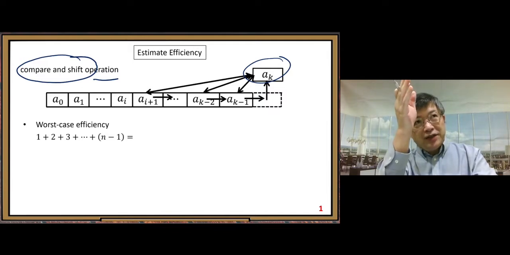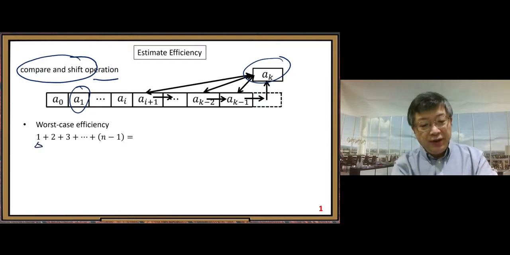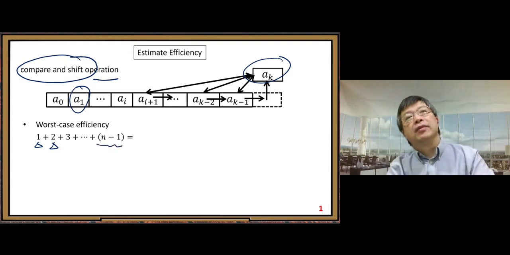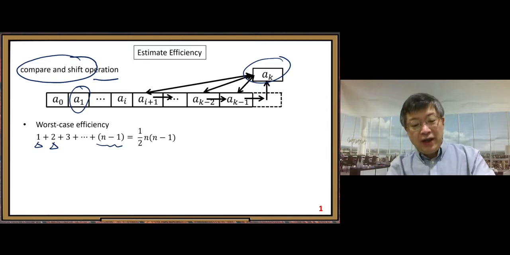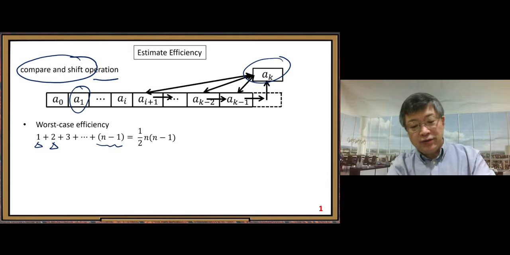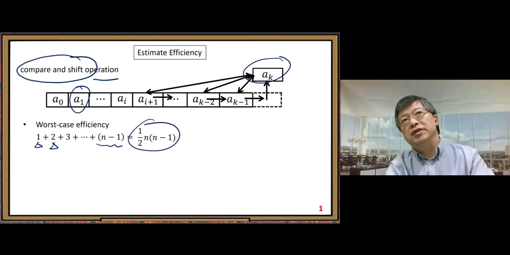So the worst case: when you insert A1, you get 1, the worst case. A2, you get 2, and so on. The last one, you get n minus 1. Then, by that simple formula, we get this expression. So that's the worst case.